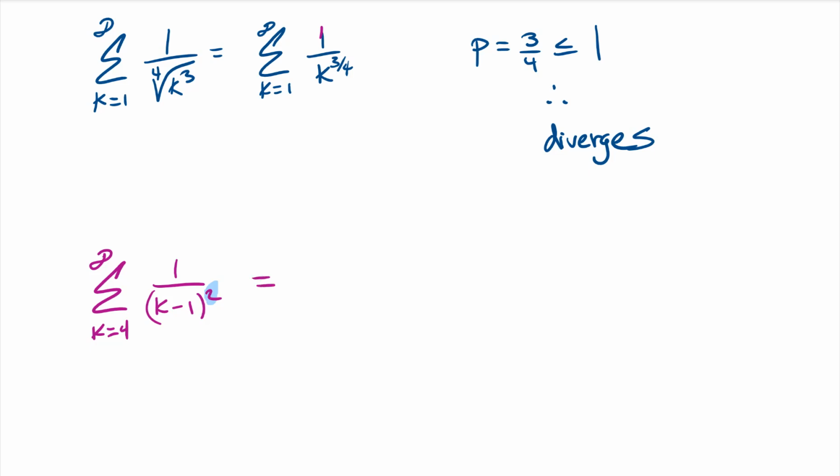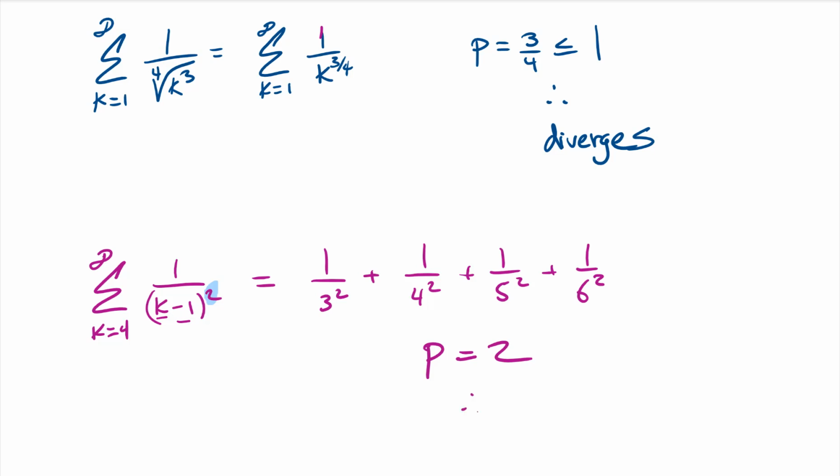Now, if you were to write all this stuff out, you'd get 1 over 3 squared, right? 4 minus 1 is 3. Go to our next one, we're going to get 1 over 4 squared, and we're going to get 1 over 5 squared plus 1 over 6 squared. p is equal to 2. I don't care. It's just a k minus 1. There's nothing squared inside of the square. Thus, since p is equal to 2, therefore, this converges. As long as that p is larger than 1 in the denominator, we're good to go.